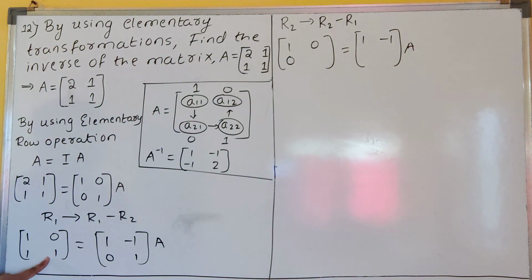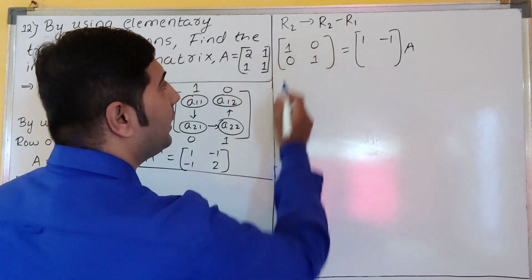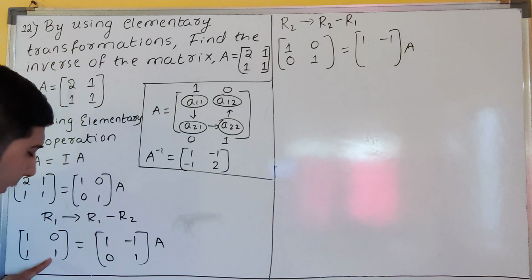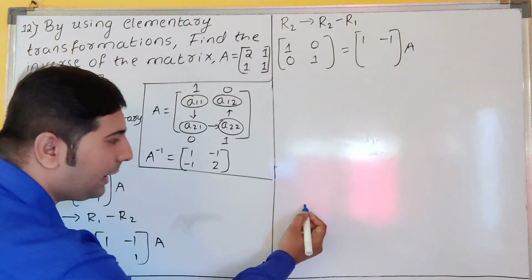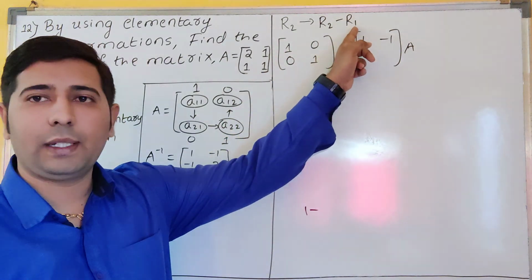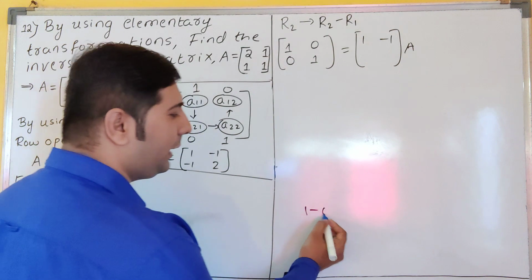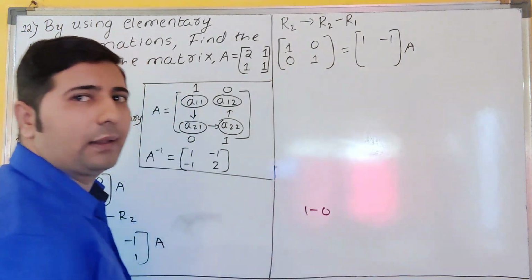Next you see. R2 is how much? 1. R1 is how much? 0. 1 minus 0 is how much? 1 minus 0 is 1, dear students. See here once again, I will say R2 is 1. R2 minus R1 you have written. R2 is 1, R1 is 0. 1 minus 0 is how much? 1 only we will get. Clear?